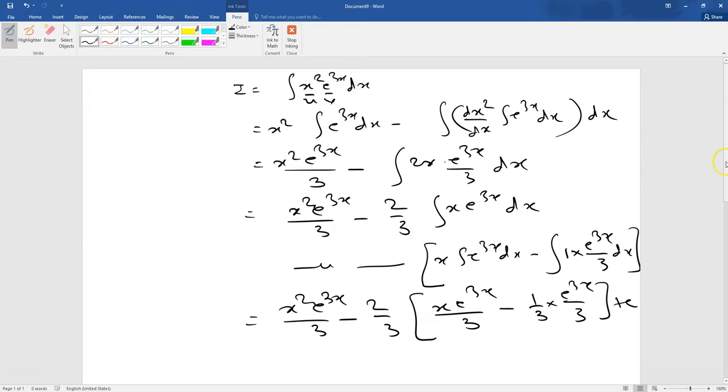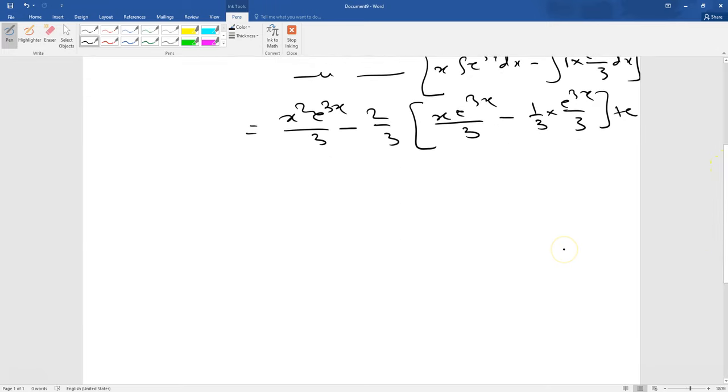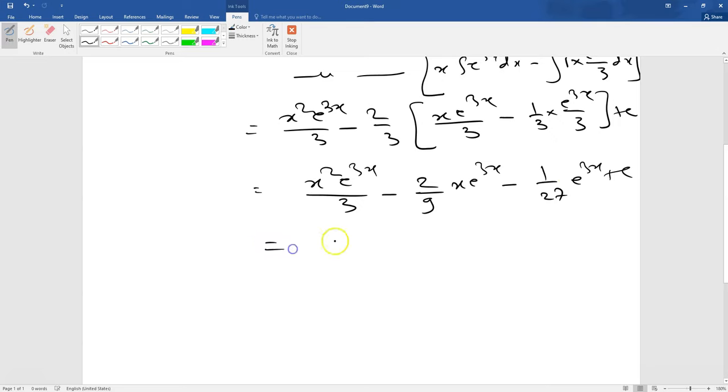Let me scroll this up and we will see, right? So if we solve it, it is going to give us what? x square e raised to 3x upon 3 minus 2 by 9 x e raised to 3x minus, right, this is going to be again 3 into 3 into 3. This is going to be 27 e raised to 3x plus c. So you can take out e raised to 3x upon 27 as a common. When you take upon 27 as a common, this is going to be 9x square minus 6x minus 1 plus c.